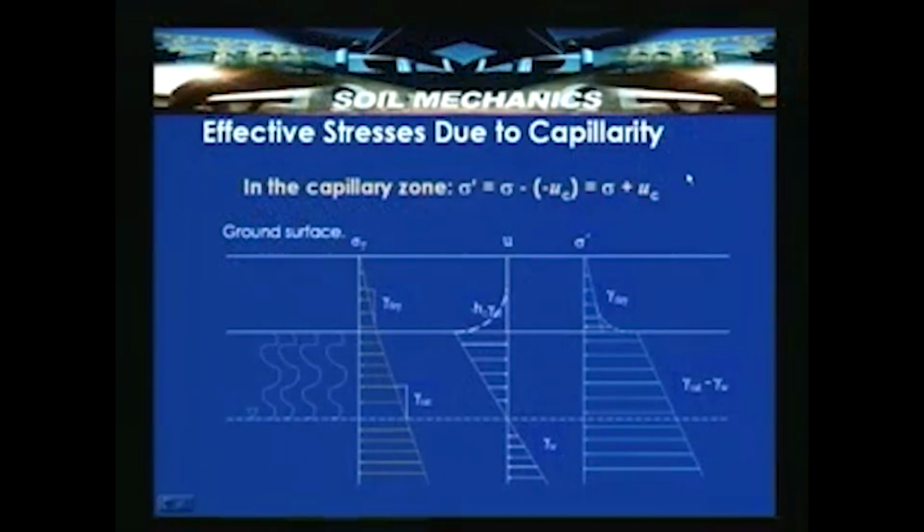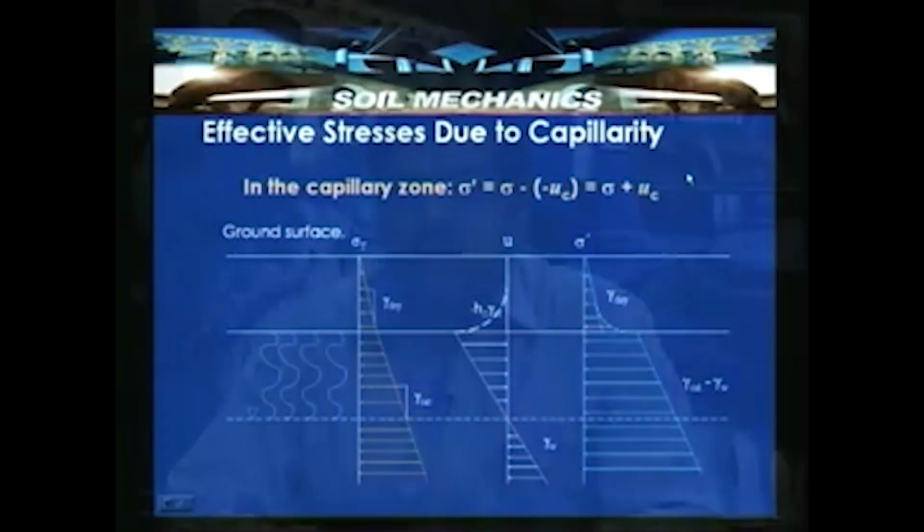So, effective stress, how this can be varied with respect to capillarity, that we can see. In the zone of capillarity, what we are seeing is that the pore water pressure is negative, that is under tension. So, when you say that total stress is equal to effective stress plus pore water pressure, effective stress is equal to total stress minus pore water pressure, that is U. So, this U is equal to minus UC. In that case, now the effective stress is sigma dash is equal to sigma plus UC.